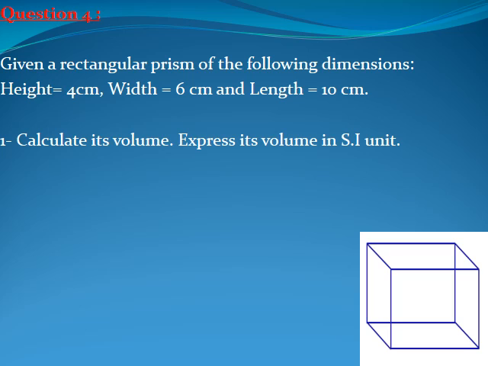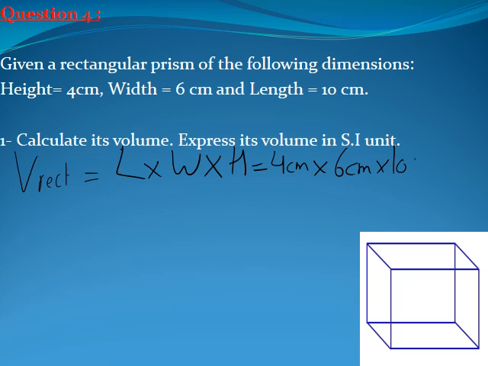Muhammad, calculate the volume. Volume of a rectangular prism equals length times width times height. So it will be 4 centimeter times 6 times 10, which is 240 centimeter cube. Convert it into SI unit.